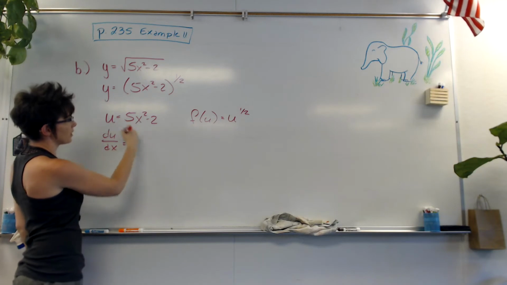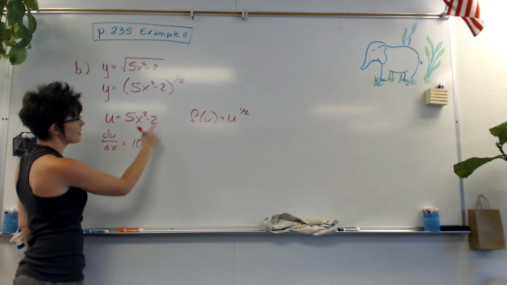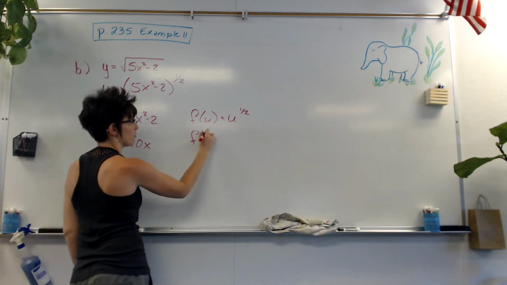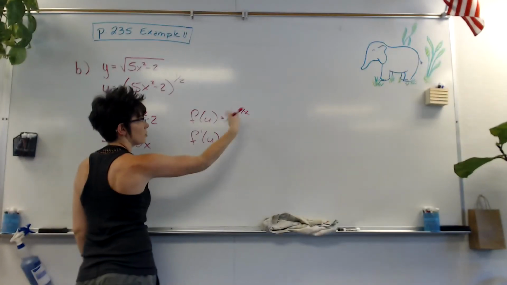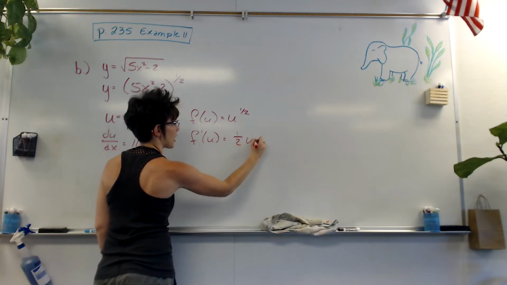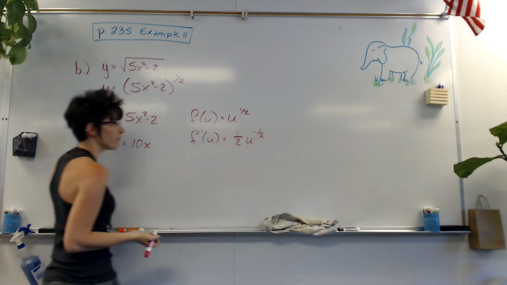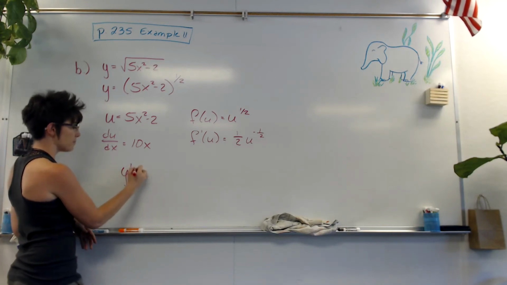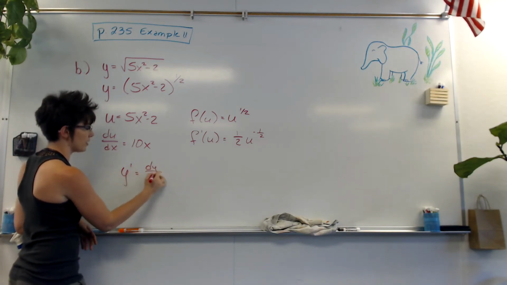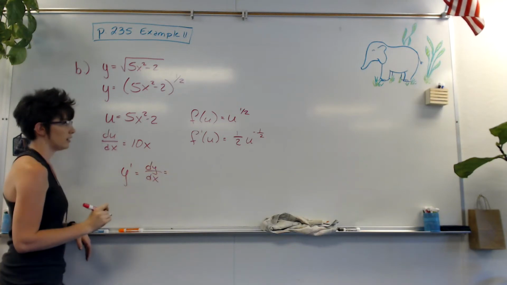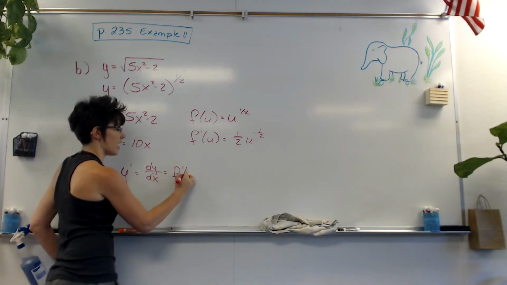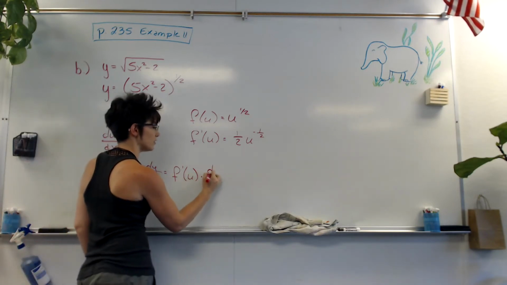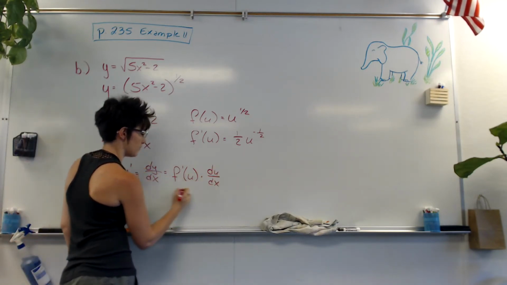Using power rule, bring down the 2 and I get 10x. This is a constant, so it becomes 0, it's gone. F prime of u, pull down the 1/2 power and subtract 1, and I get negative 1/2. And now let's put these pieces together. If I want to find y prime, which is just dy dx, I've got to do the derivative of the outer function times the derivative of the inner function, du dx.